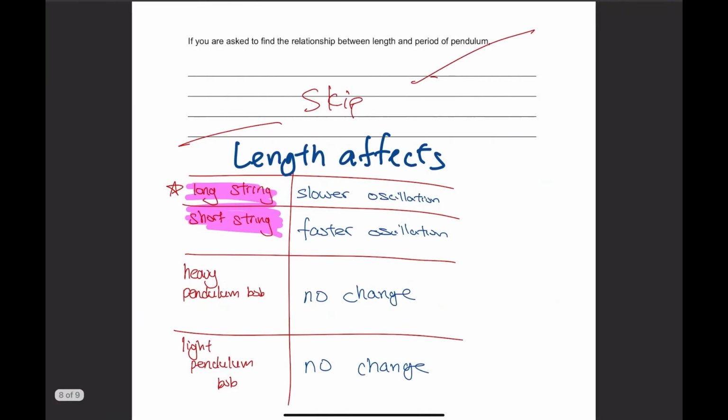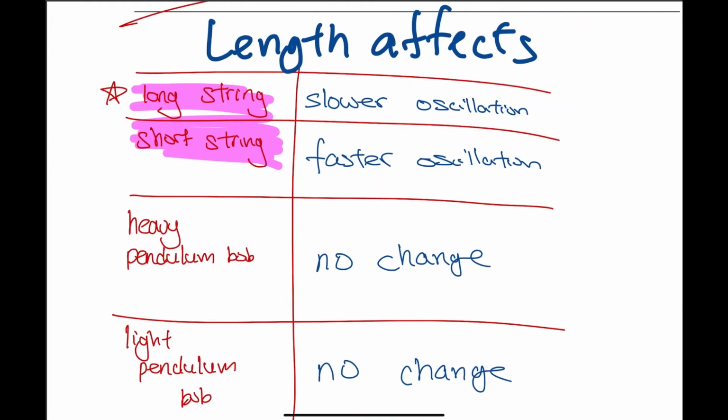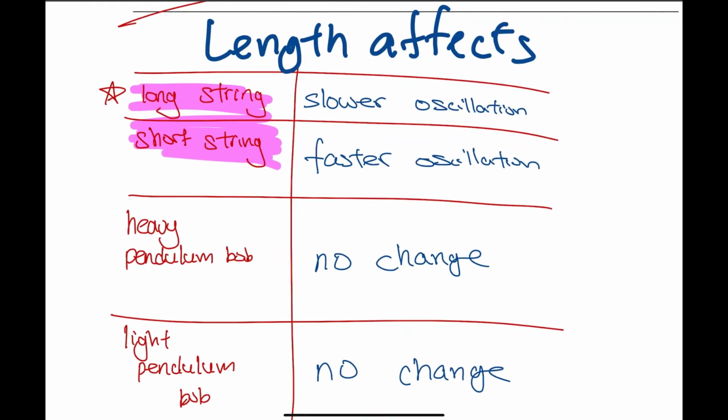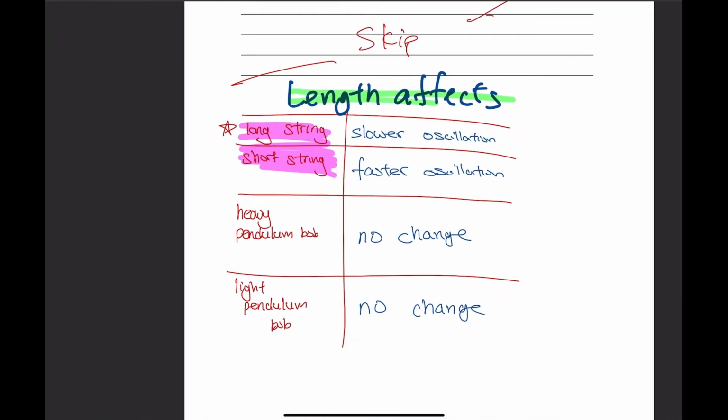Okay, the things that affects pendulum, right, is if I have a longer string, it will be a longer oscillation. Okay, shorter string, faster oscillation. The mass of the pendulum bob does not affect the period in any way. Okay, so the only thing that affect, right, is length. Nothing else will affect, only length affects. Okay, longer string, slower oscillation, shorter string, faster oscillation. So that's mainly it.